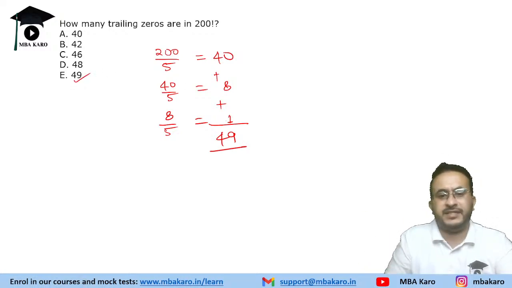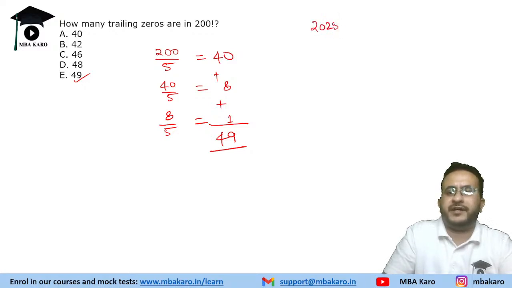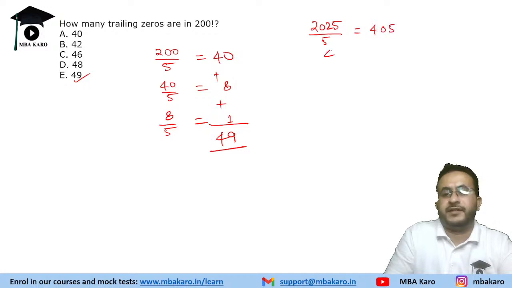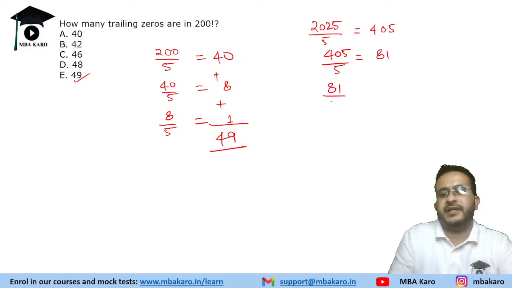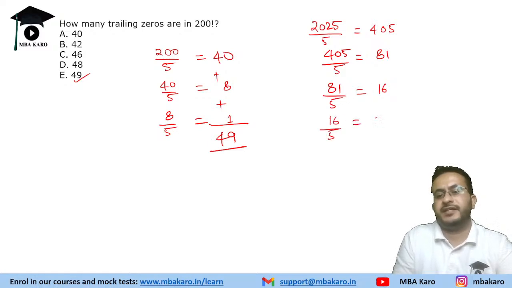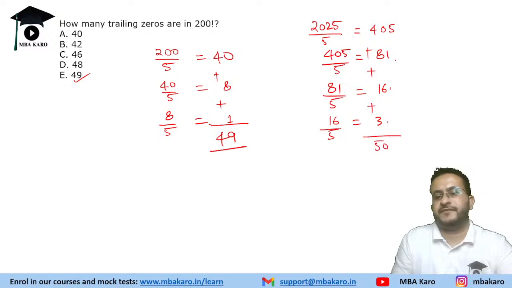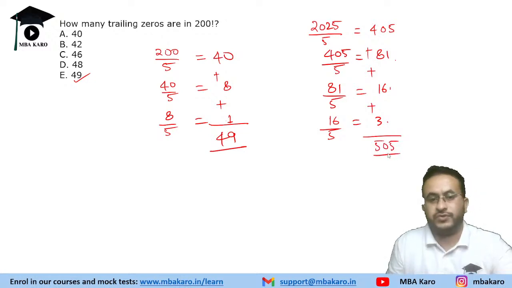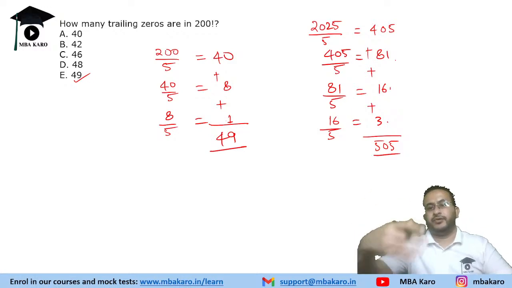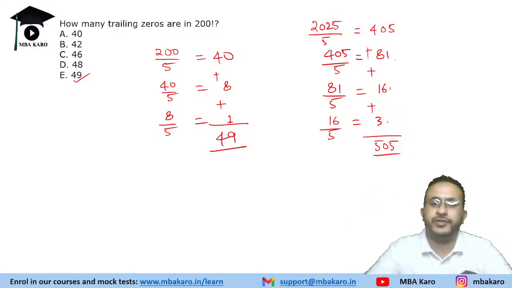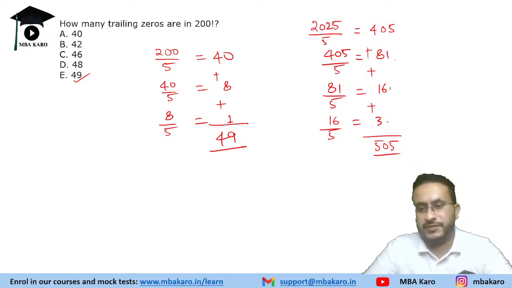Suppose they ask for a very large number, let us say they ask for 2025. So divide by 5, you will get 405. Divide 405 by 5, you will get 81. 81 by 5 is 16. Ignore the remainder. 16 by 5 is 3, right? And then no more divisible. So it would be 405 plus 81 plus 16 plus 3, that is 505. Okay, so that's how we find the trailing zeros. You keep dividing by 5 and adding those quotients.